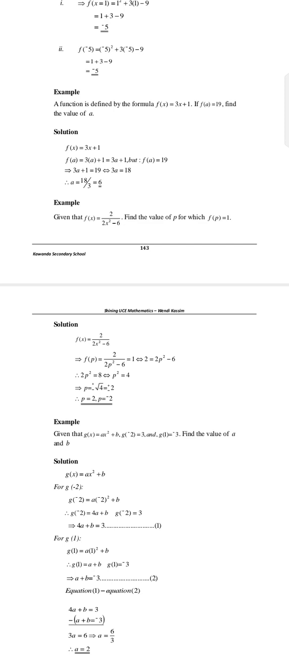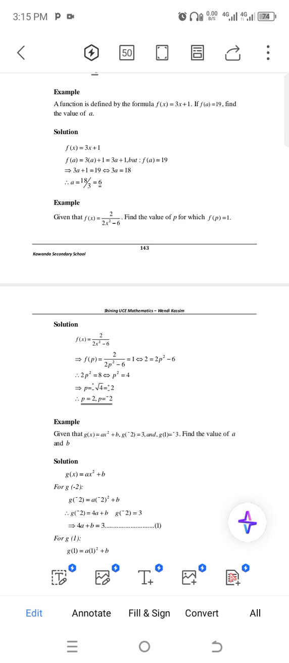When you solve for this, 19 minus 1 is 18. 3a equals 18. So to divide both sides by 3, you get a as 6, meaning 6 is the value of a, which you can replace with x in 3x plus 1 to get your answer as 19.